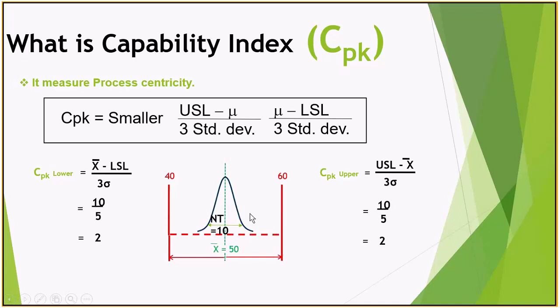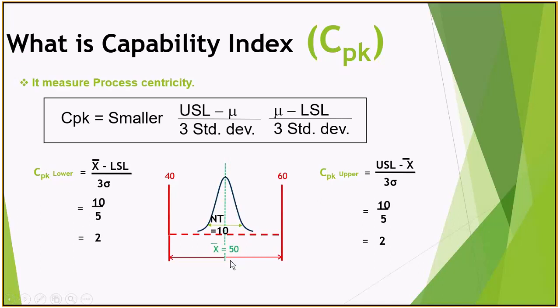So I am checking whether your process is centered or not, and I am taking the smaller value. Suppose your process has a CP lower on this side; this side is called CPK lower, and this side is called CPK upper, or the upper process capability index, and the lower process capability index.